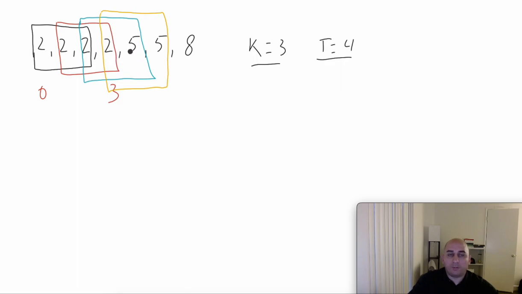Then we are moving our window to the next element, and when we are reaching the end of the array, we have the result that we are returning. Okay, that's it. Let's put this explanation to code.